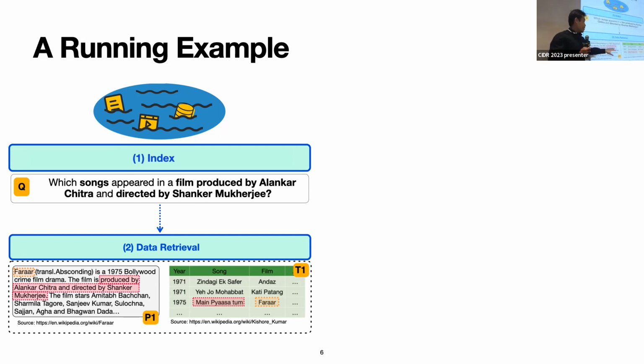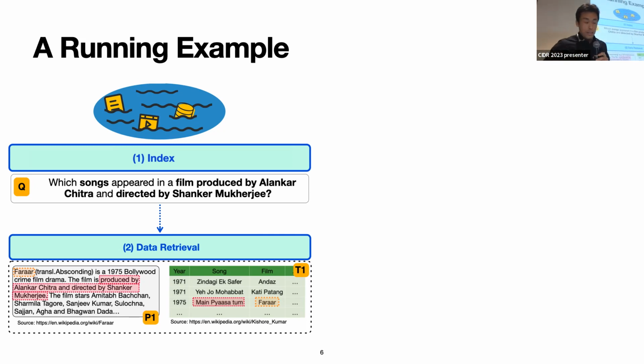So here, none of them can answer the question alone. You have to put them together to answer the question. From the first text file, we can extract the name of the film, which is Farah, with this producer name and the director name. By knowing the name of the film, you can use the second table to write a SQL query to extract the name of songs where film name equals Farah, right? So we want to do this kind of reasoning, but the problem is there doesn't exist any model that you can give natural language queries and data with different modalities to do the reasoning.